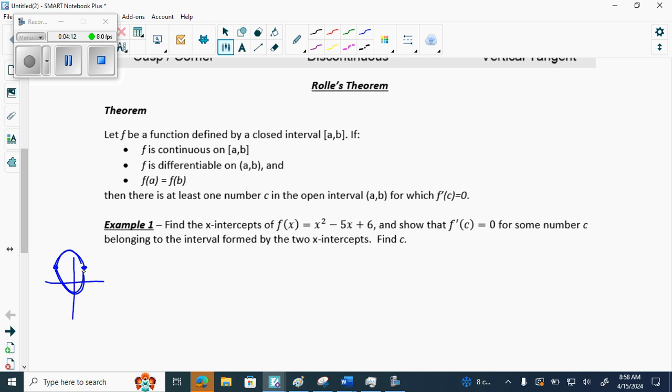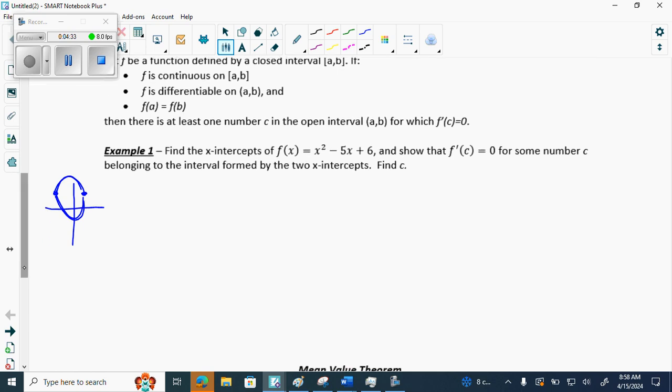Yeah, right? That's why you have to state all these concepts before. That's why you have to say that f is continuous, because it's a polynomial. It's continuous on the interval between a and b. It's differentiable because it's a polynomial, so it's differentiable between a and b. And then you have to find two y values that are the same, and then you can use Rolle's theorem. So you have to get those things first. Okay, so let's look here. Find the x-intercepts. Why am I finding the x-intercepts?